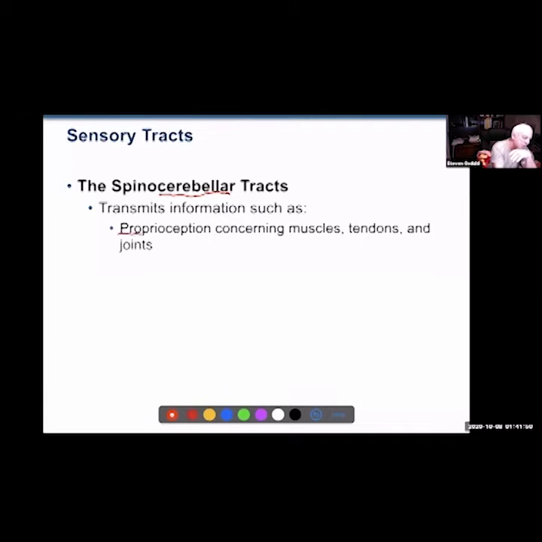Proprioception is your body's ability to know where parts are. If you stick your hand out and close your eyes, your body still knows where your hand is. That's proprioception. You do it through muscle tension, through the tendons and joints, how they move, and the pressure that's on them to hold your body in certain positions. So your mind knows where your body parts are without looking at them. That's transmitted through the spinocerebellar tract into the cerebellum.